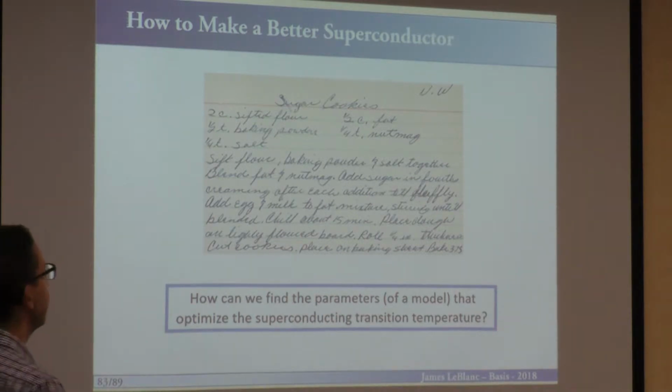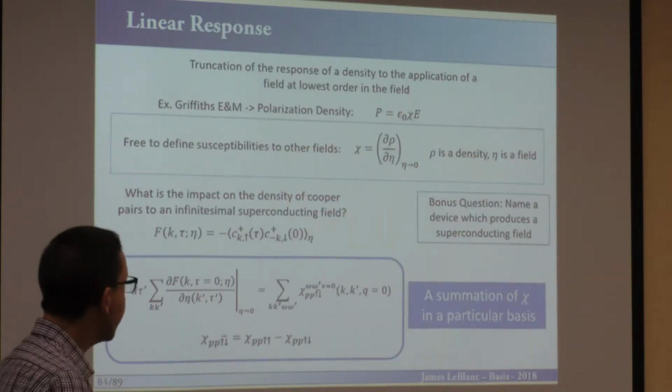So I want to ask a slightly different question. OK, so I don't like vague questions. I don't like things that are too big. Things that are like, how to make a better superconductor is too big. But you can actually have well-posed, not nonsense questions, which are, how can we find the parameters of a model that optimize the superconducting transition temperature? So that's a well-posed thing. No matter what model you look at, you could ask that question and try and find the optimal parameters for superconductivity. So this is what I want to show you for the next couple minutes.